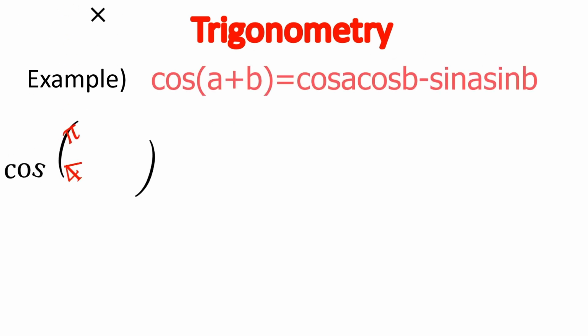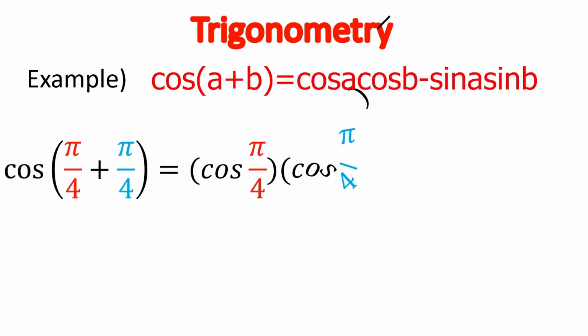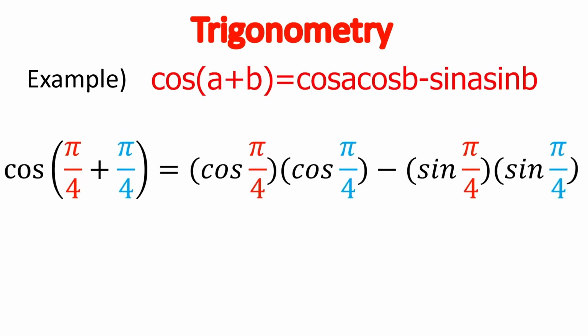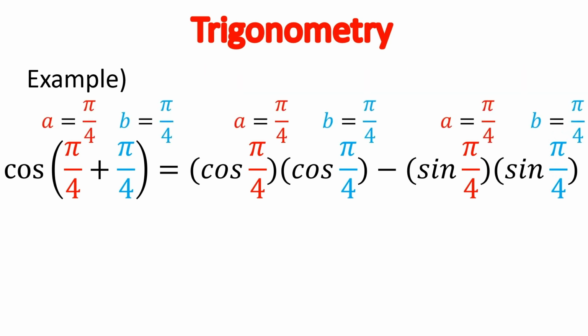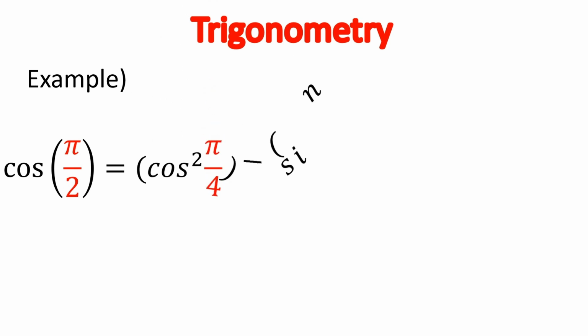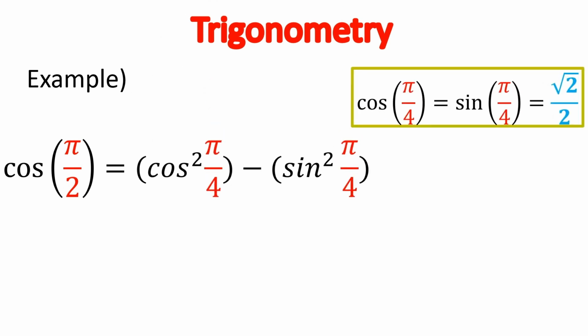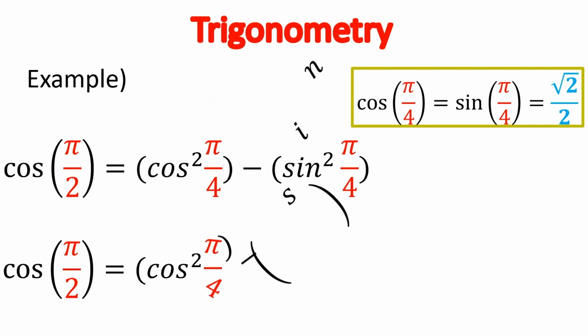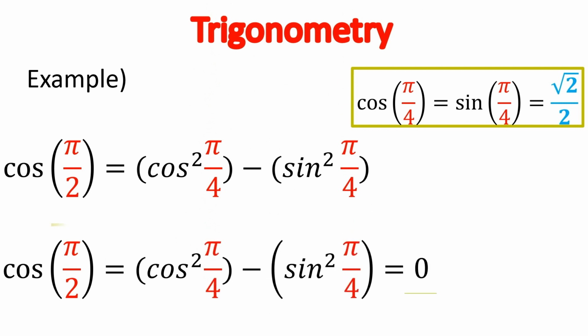Here's an example. We chose a and b to both equal pi over 4. After simplifying, we arrived at this result. As we know, sinus and cosinus of pi over 4 equals square root of 2 over 2. Let's substitute them into the equation. Finally, we reached this result. And we know that cosinus of pi over 2 equals 0.